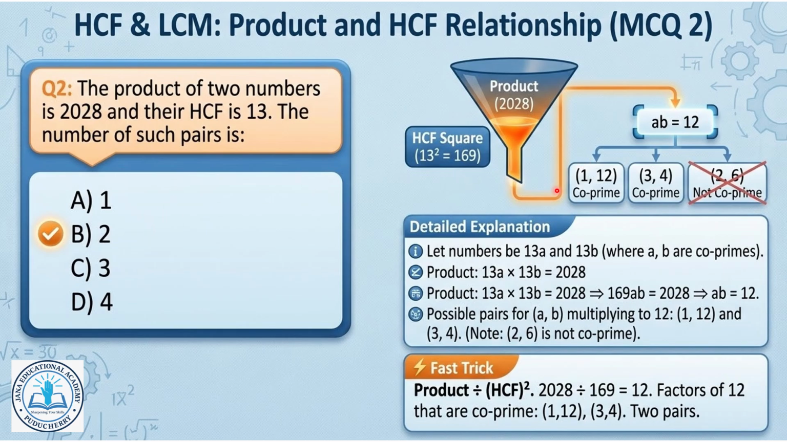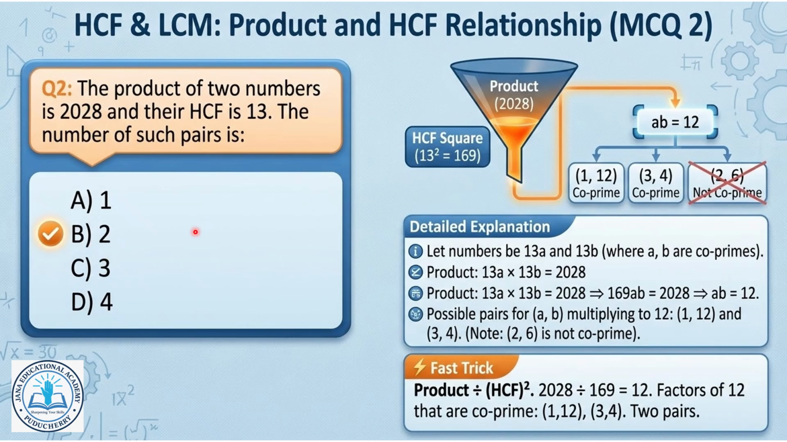So how to quickly solve the problem? The product divided by HCF square. What is the product? The product is 2028, divided by highest common factor square. Whenever a problem like this is given, 2028 divided by HCF square is nothing but 12. The factors of 12 are 1 by 12 and 3 by 4. We have to consider only the co-prime in this case. So only two pairs. So the answer is 2.